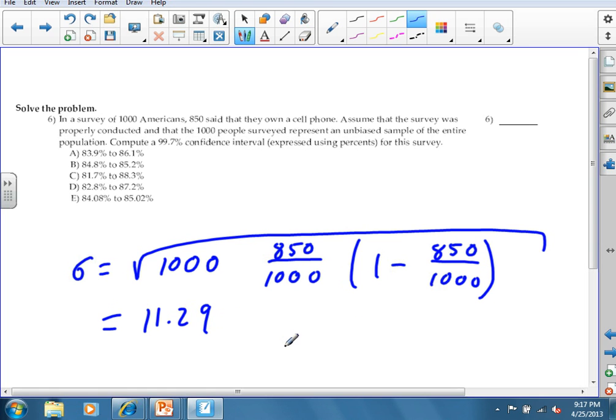All right. So, got some curve. We're at 850, and we're going to go 11.29 either way. We want to go 3 standard deviations. If we want 99.7, we're going to have to go 3 standard deviations. So what does that do for our percentages?